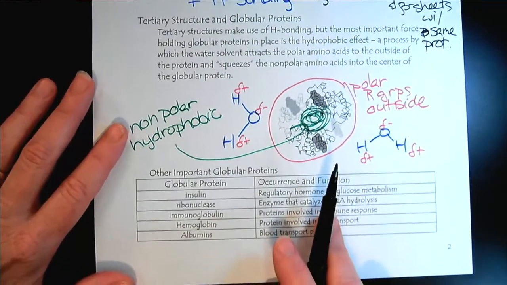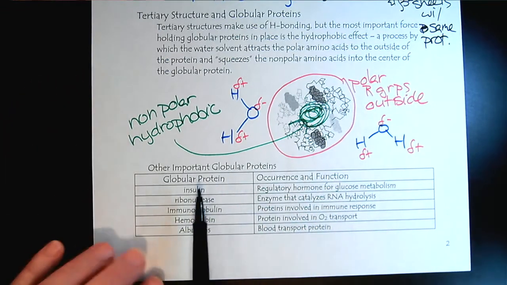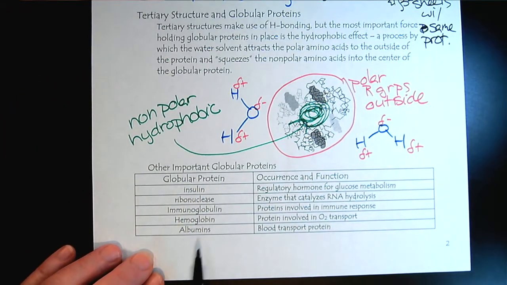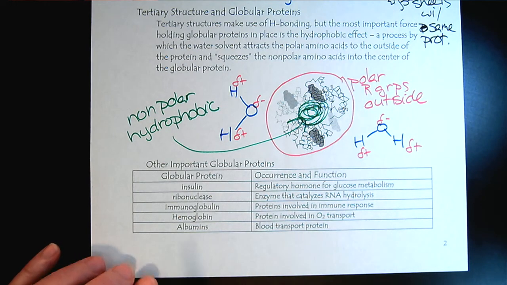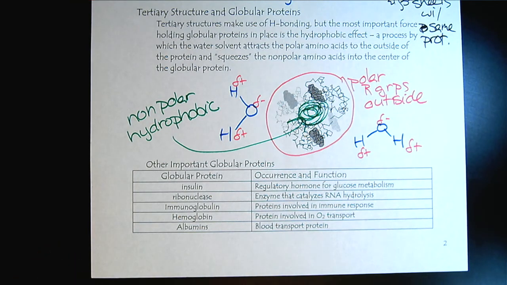And then here are some examples of some important globular proteins. Insulin for regulating glucose metabolism. We have enzymes, immunity, transport, and all kinds of useful functions that were described in our introduction video.